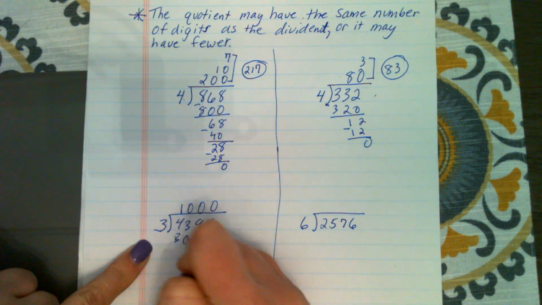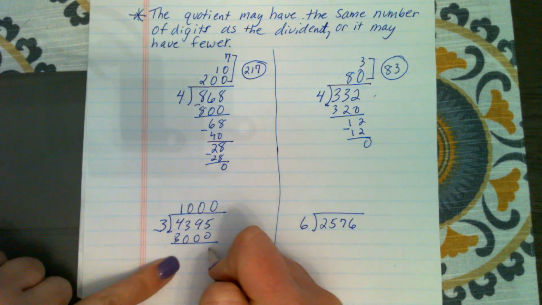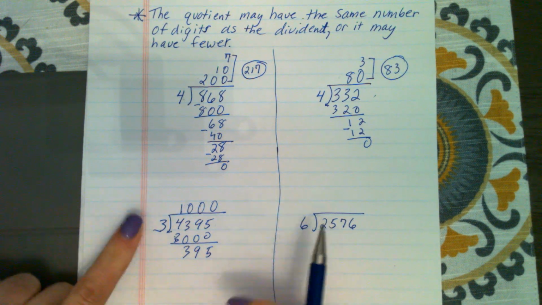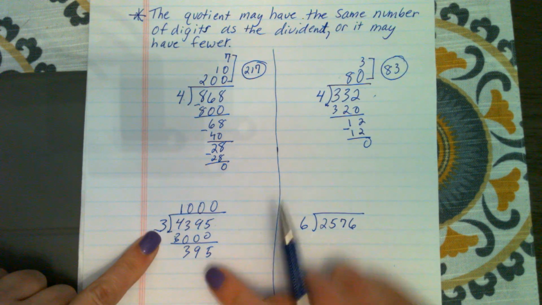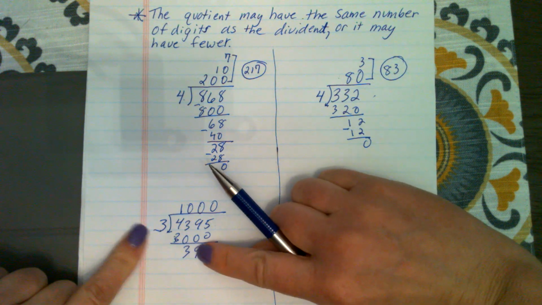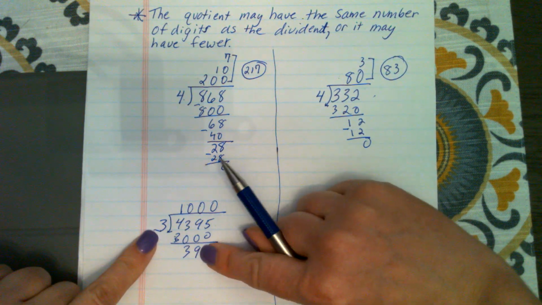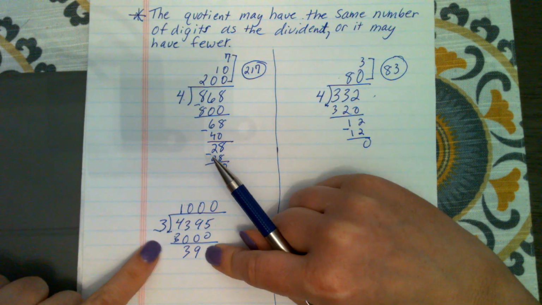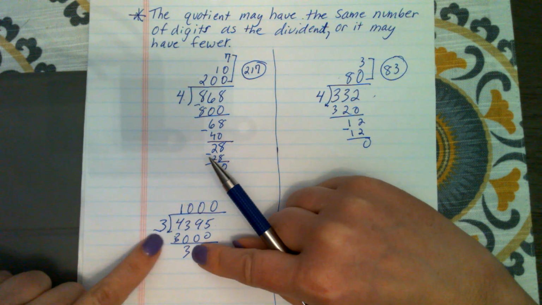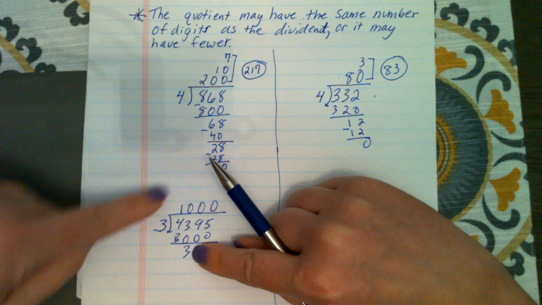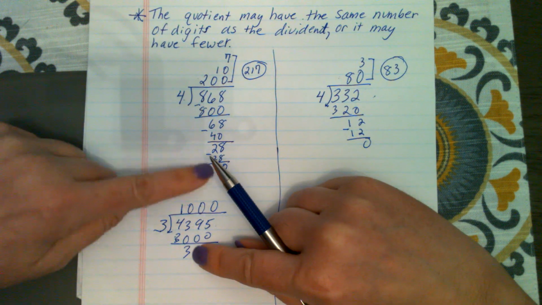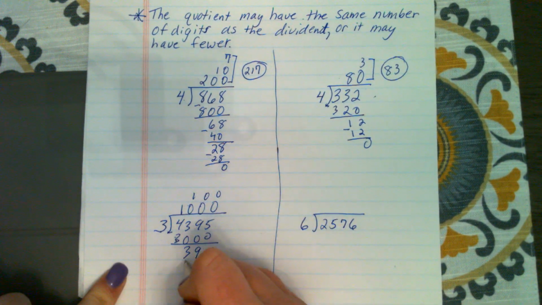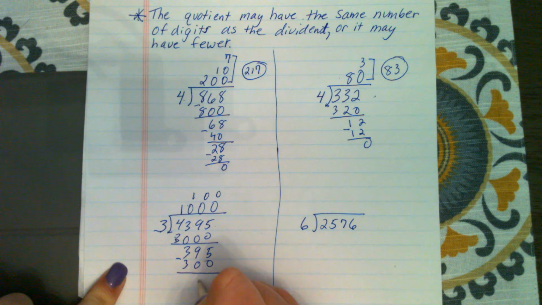1,000 3s are 3,000. Subtract, and what's left in the dividend is 395. How many 3s are in 395? Well, I know that if I cover this up, I'm going to look for a basic fact that comes as close as we can here. How many hundreds of 3s are in 300? 100 3s would be 300. 200 3s would be 600, and that's way too big. 100 3s are 300. Subtract.